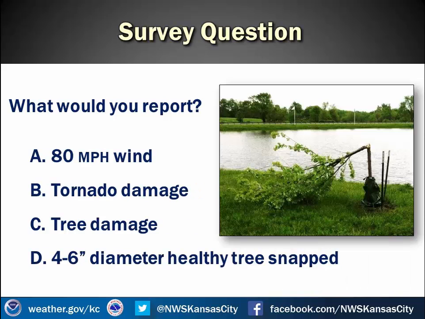Okay, another one. What would you report? 80-mile-an-hour wind, tornado damage, tree damage, a 4 to 6 inch diameter healthy tree snapped. Who says A? Who says B? Who says C? Who says D? Yep. Now, some of you are just waiting to see when everybody else raises their hand? You are? Okay, well, at least you're honest.